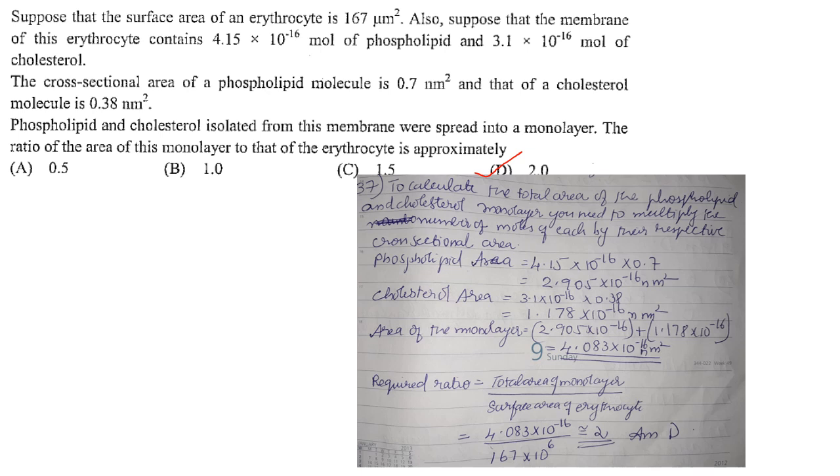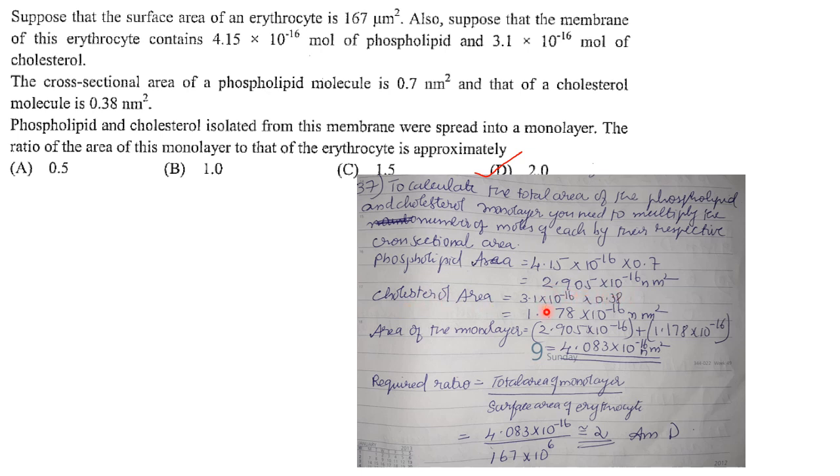The question asks for the ratio of the area of this monolayer to the surface area of the erythrocyte. To calculate the total area of the monolayer, you need to multiply the number of moles of each by their respective cross-sectional area. So phospholipid area will be 4.15 into 10 raised to minus 16 into 0.7 nanometer square. So that will give you 2.905 into 10 raised to 16.